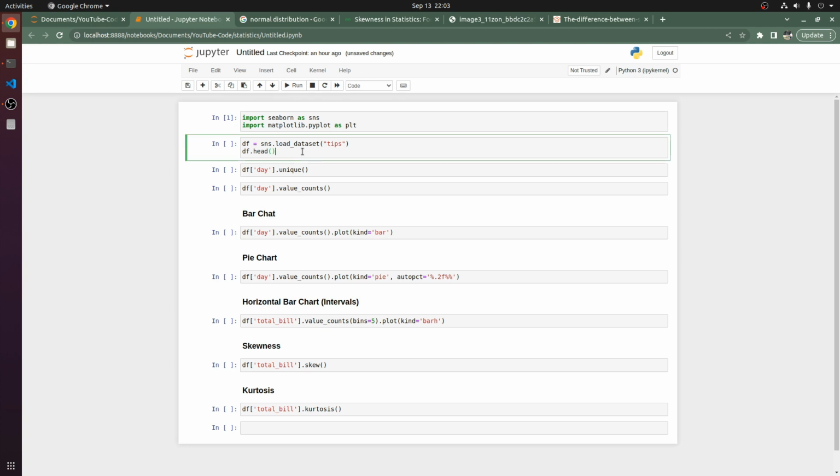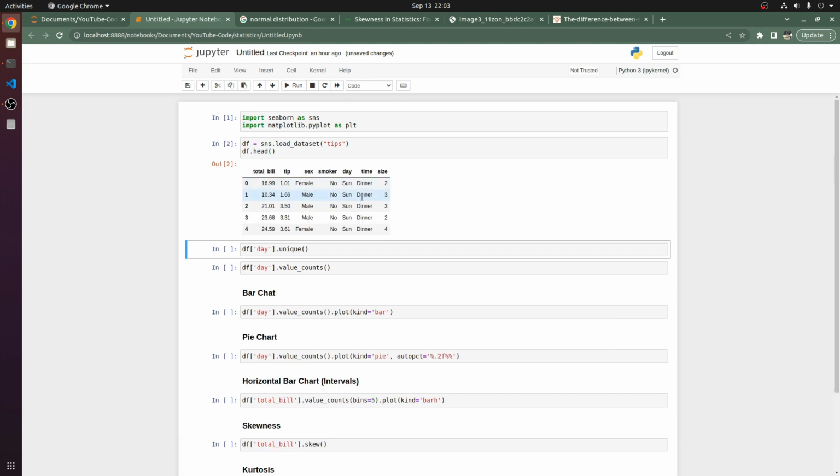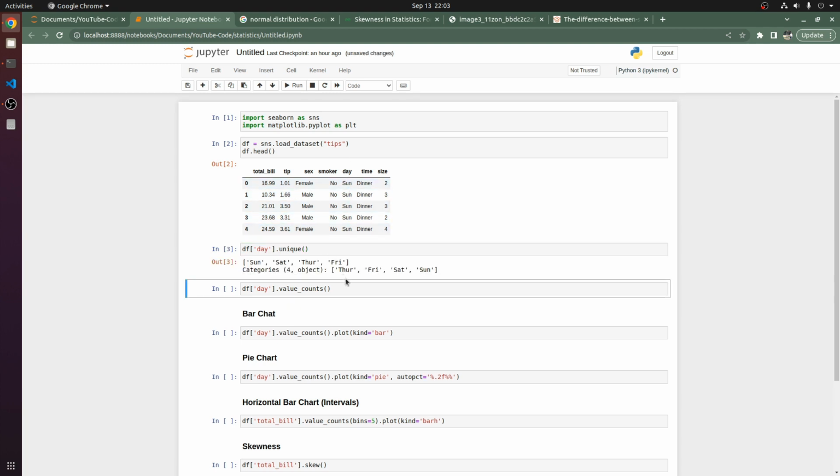Now I will show you this dataset using the df.head method. So this is the dataset. In this line of code, I am finding all the unique items in the day column using the .unique method. So this column has mainly 4 items: Sunday, Saturday, Thursday and Friday.